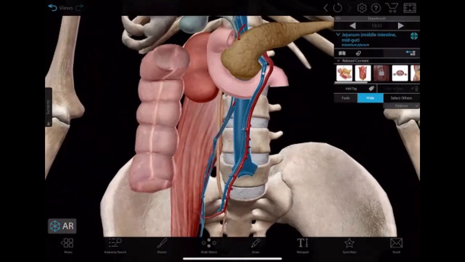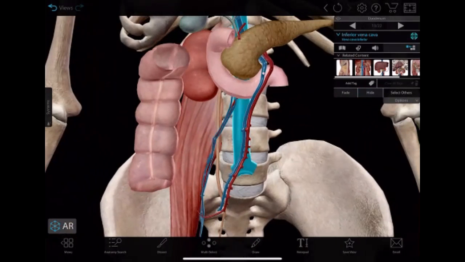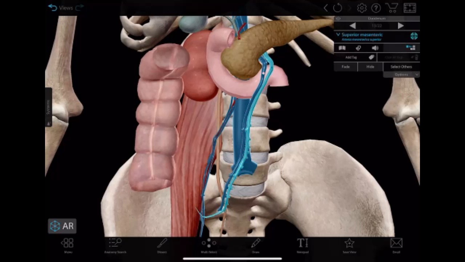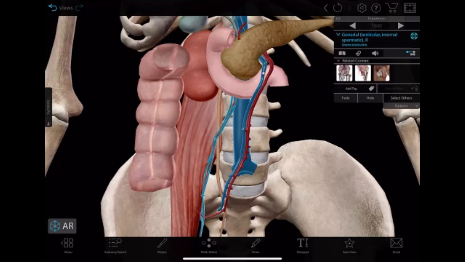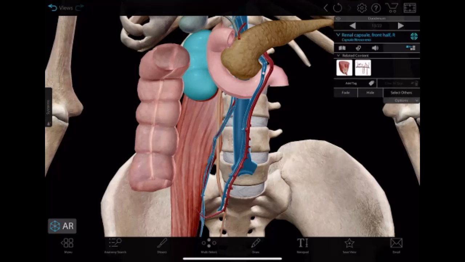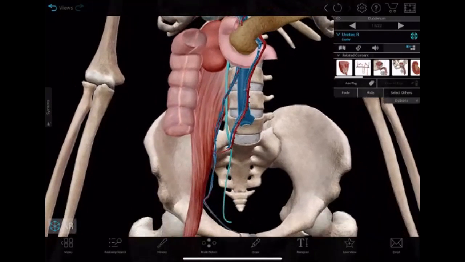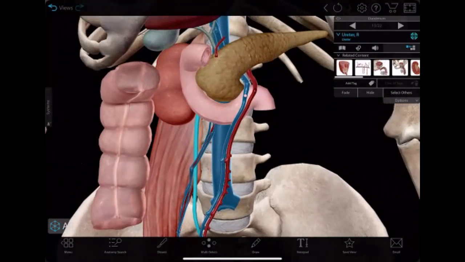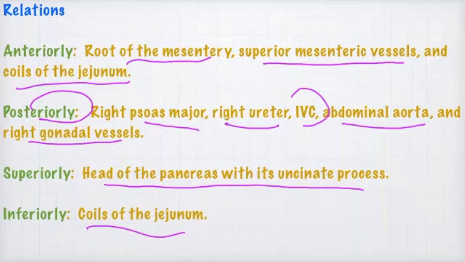See, the inferior vena cava and also the aorta, I haven't included yet. You see, this is the superior mesenteric vein, superior mesenteric artery, and these are the gonadal vessels, right? Testicular and ovarian arteries and veins, right? And this is the kidney, so this is the ureter, right? Right ureter. Okay, so that is regarding the third part.